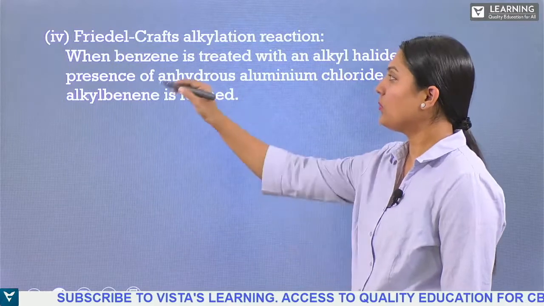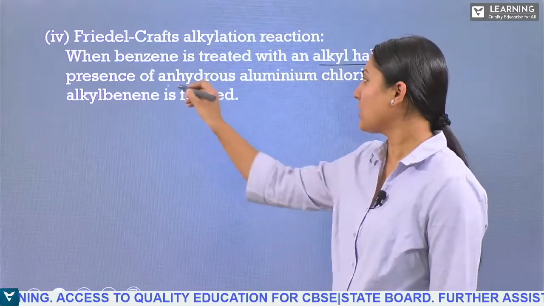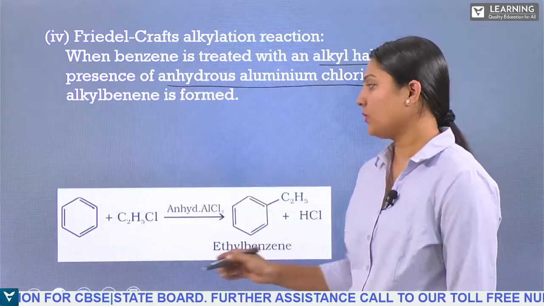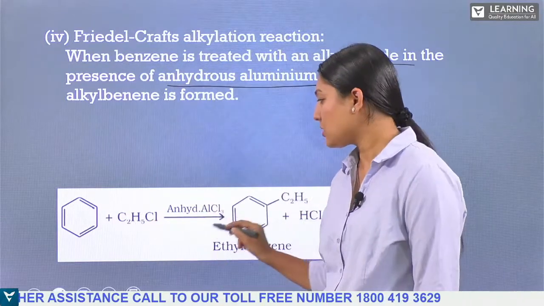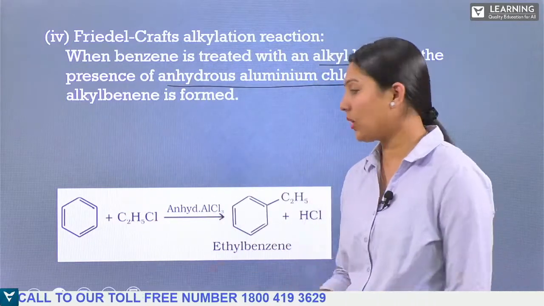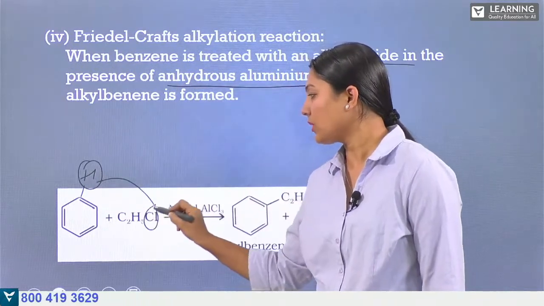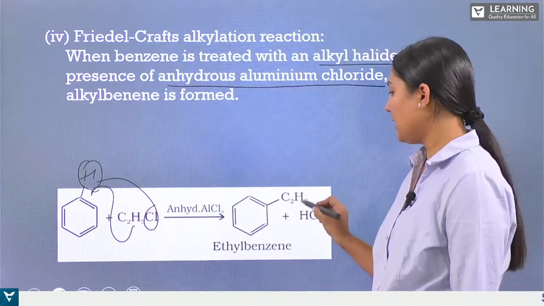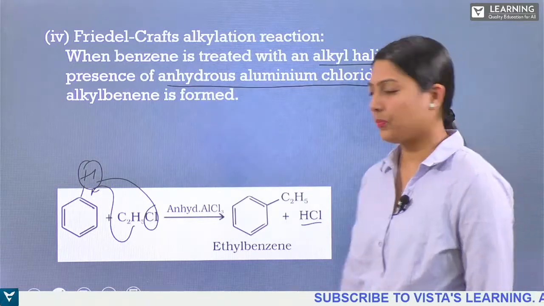So as we see, when benzene is treated with an alkyl halide in presence of anhydrous aluminum chloride, alkyl benzene is formed. If you take benzene treated with ethyl chloride in presence of anhydrous aluminum chloride, what happens? One hydrogen will go with this chlorine, and the R group will be attached to this carbon atom, hence giving ethyl benzene with HCl.